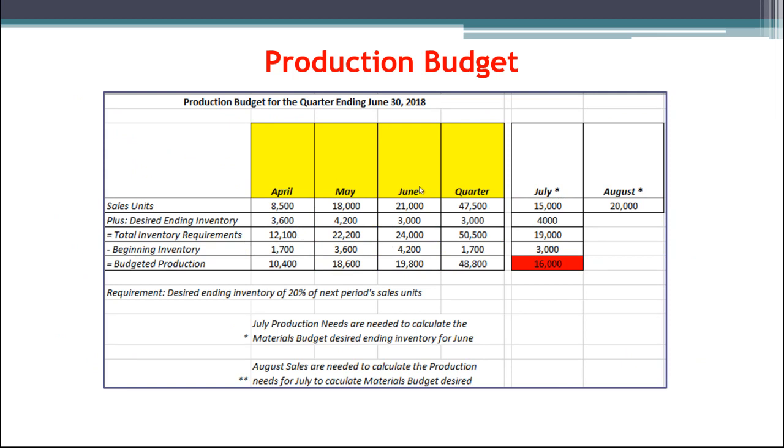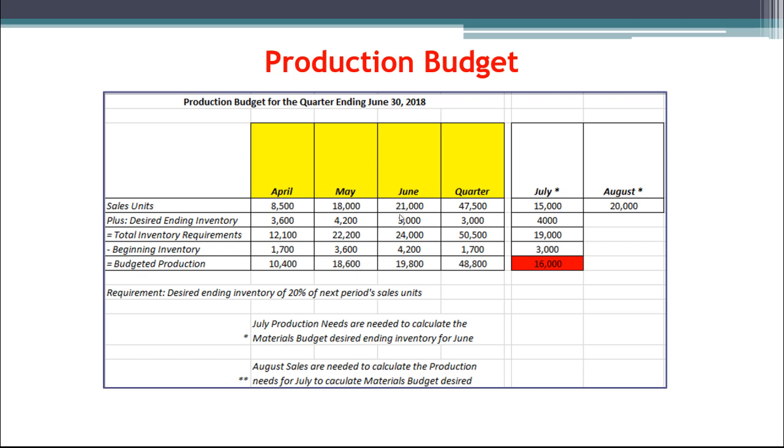For April, May, and June, we bring over the sales units, plus we have a desired ending inventory, which, as you can see down here, for this company, it's 20% of next period's sales units. So this 3,600 desired ending inventory for April is 20% of May's sales. 18,000 times 20% is 3,600. May's desired ending inventory is 20% of June's 21,000 units.